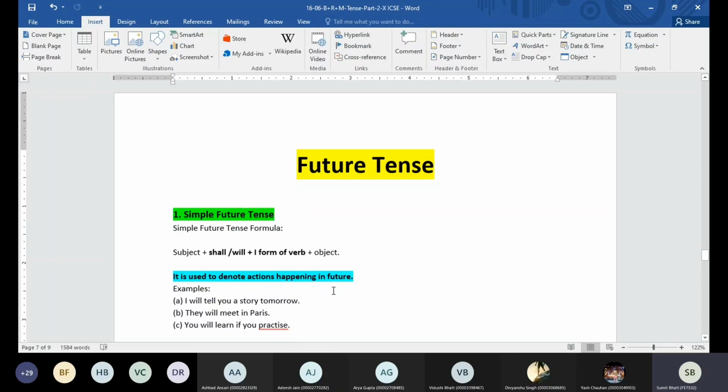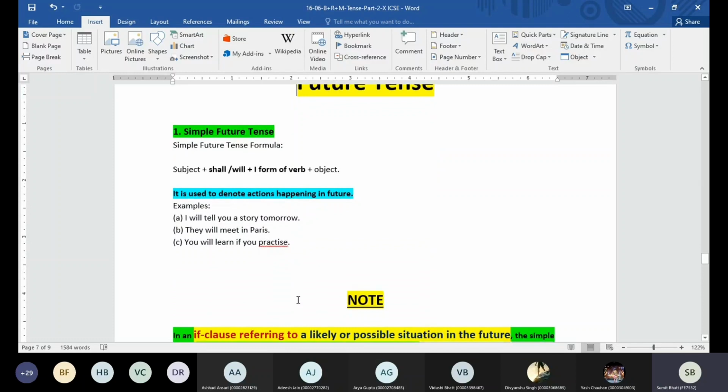Okay, so first thing, simple future tense is used to denote actions which are going to happen in the future. We are not referring to the present time, but the future. Like I will tell you a story tomorrow, or they will meet in Paris. You will learn if you practice. So in these cases, we are referring to things which are supposed to be done in the future time. We can say they are normal facts which are going to take place in future. Like I can say tomorrow the sun will rise at 6 a.m. That's how it is going to rise. So I can say this thing will happen in the future, and shall and will with the first form of the verb will be used there.